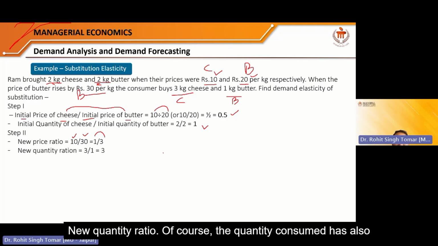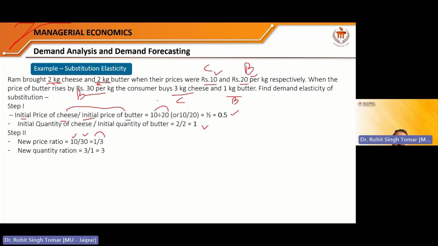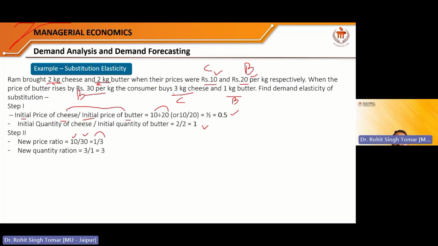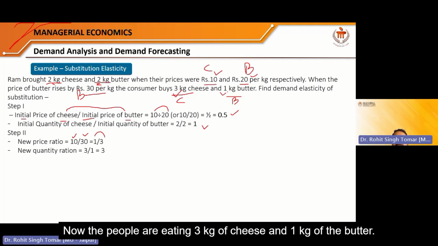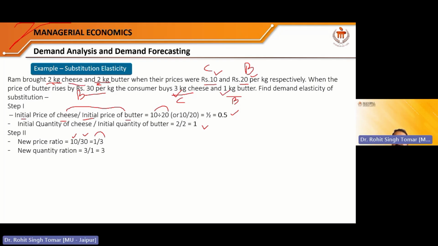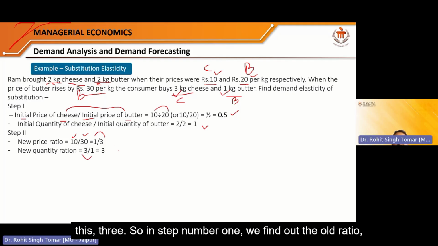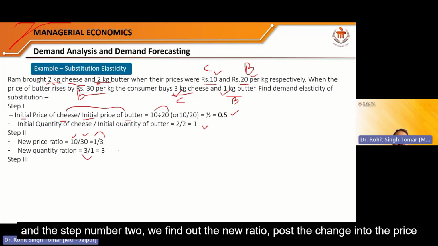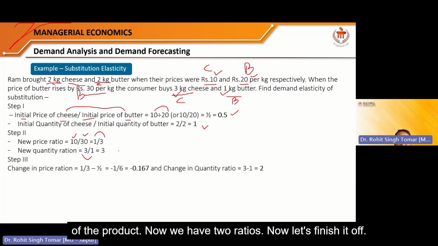New quantity ratio. Of course, the quantity consumed has also changed now, right? So what is that change? New quantity ratio, 3. Now the people are eating 3 kg of cheese and 1 kg of butter. Earlier they were eating 2 kg of cheese and 2 kg of butter. This was the initial, but the new ratio is 3. So in step 1, we found the old ratio, and in step 2, we found the new ratio after the change in the price of the product. Now we have 2 ratios. Now let's finish it off.